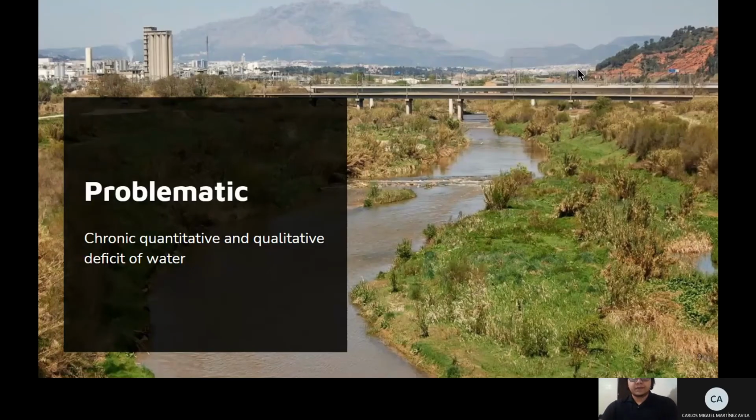Well, the problematic. The intensive extraction in the final stretch of the Llobregat River during the last decades for industrial and agricultural uses, together with the high density of the population, caused chronic quantitative and qualitative deficits of water. This added to the fact that at the time there were some terrible droughts. Next, please.